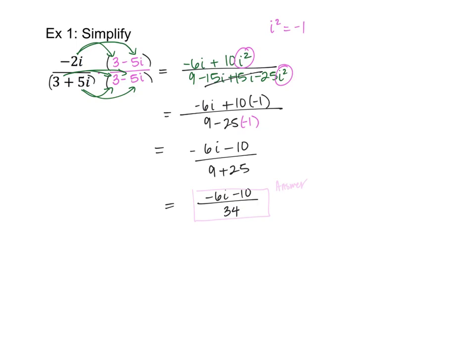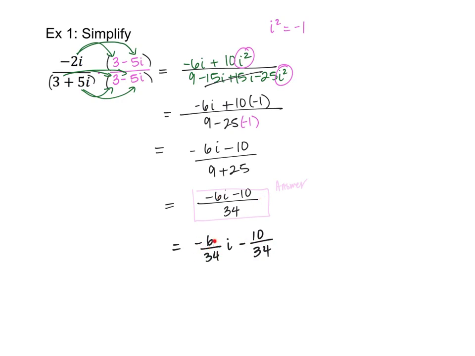Okay, so basically, if you have a 34, a real number, in the bottom, you want to divide each term by that number. So when you have more than one term on the top, you have to divide each term by the number in the bottom. So I'm going to go ahead and set that up. That would be negative 6 divided by 34, and I'll put the i next to it, minus 10 divided by 34. So basically I took each term and divided it by 34.